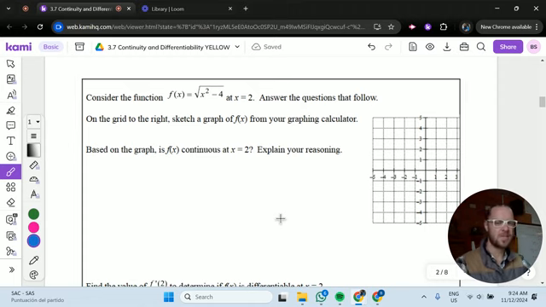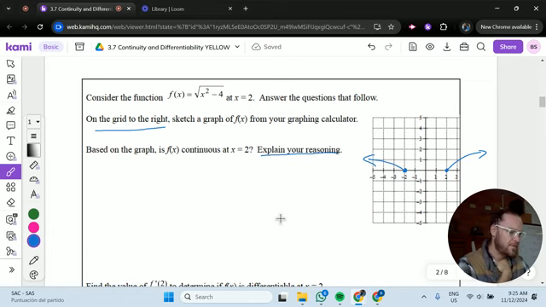It's super fun. Okay, so we've got this function, square root of x squared minus 4, and we're going to figure out at 2. And we want to know to begin with, well, first of all, sketch it. So you're going to put it in your calculator, and you're going to be able to tell me, hey, look, it's something like that. Hopefully you can put that in your calculator and tell me. And if not, I did it for you. Try it later. Make sure you can. Now, based on the graph, if it's continuous at x equals 2, explain your reasoning.